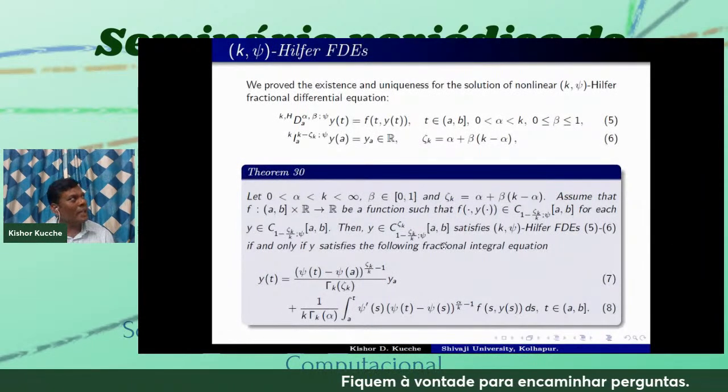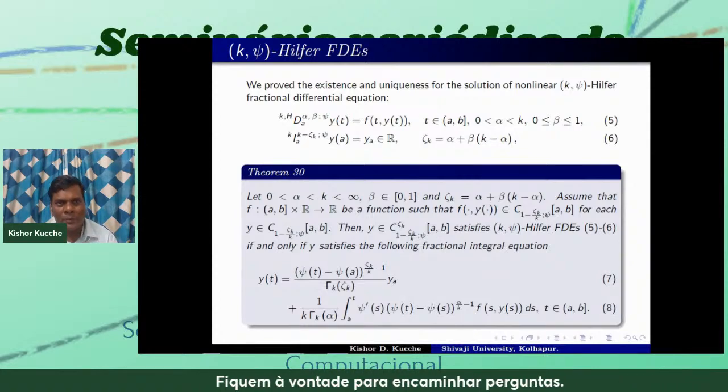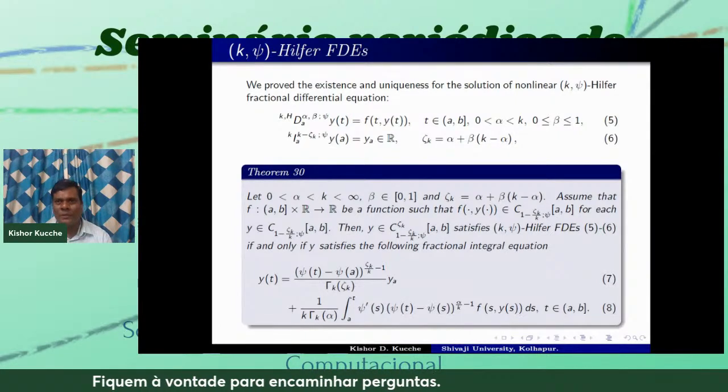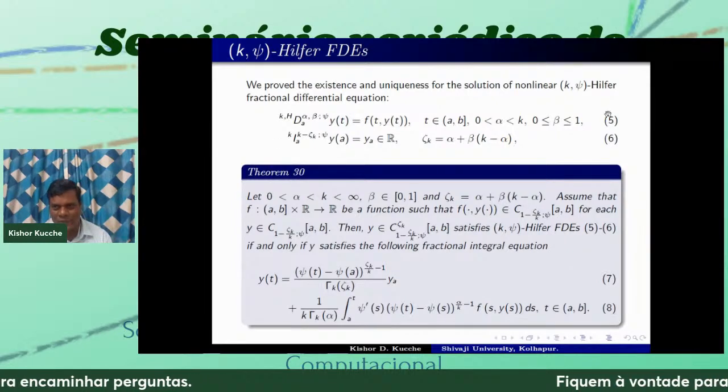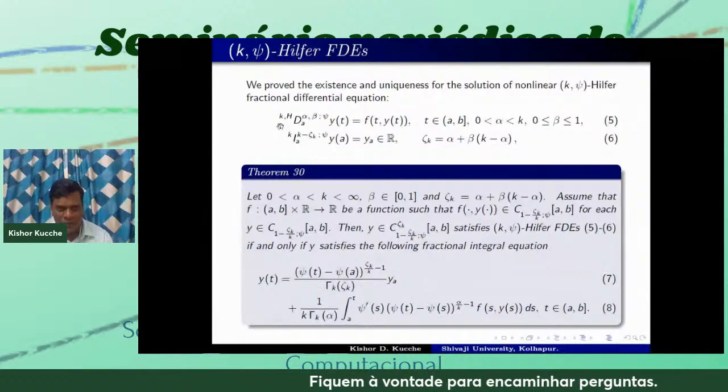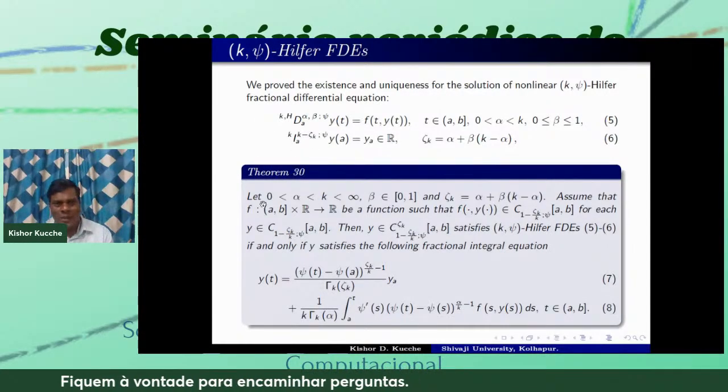Okay, having this calculus part with us, we have proved the existence and uniqueness of solution for K-Psi Hilfer fractional differential equations. We have considered this nonlinear differential equation in 5 and 6, with this initial condition involving this fractional integral.